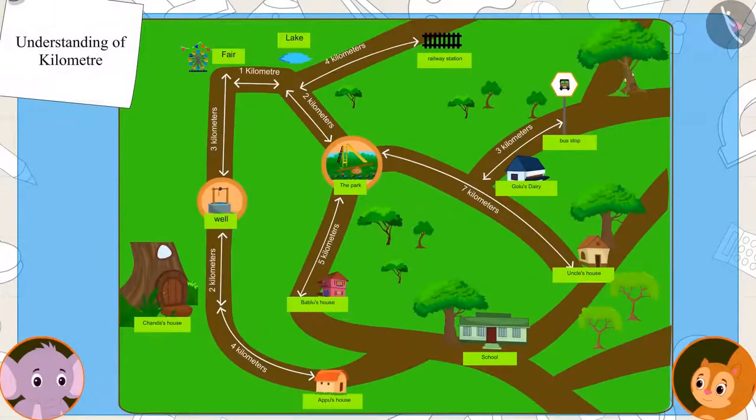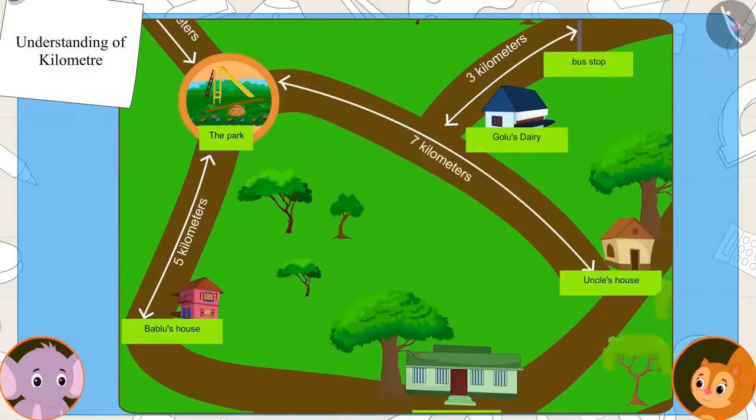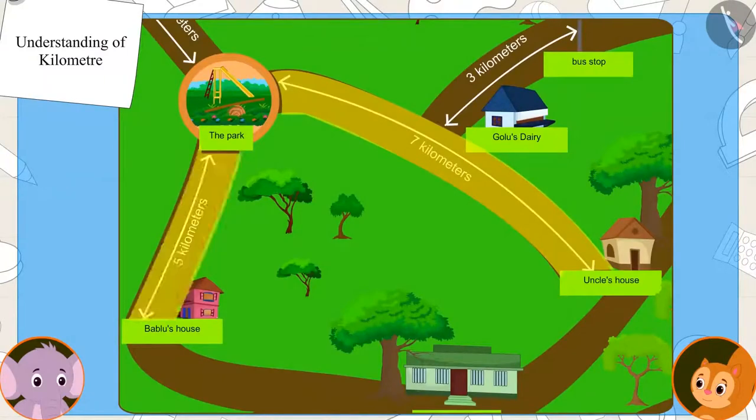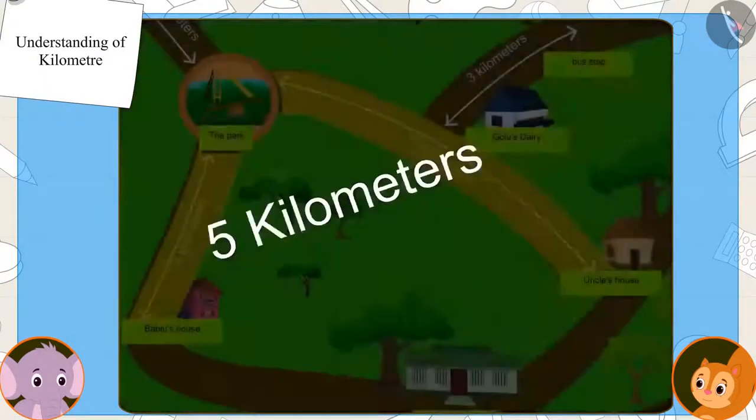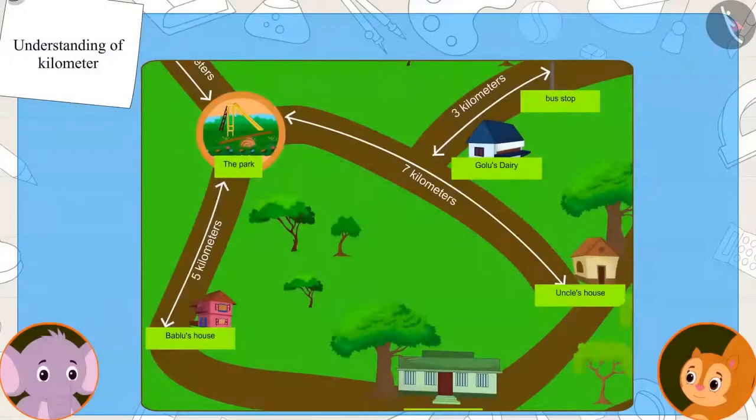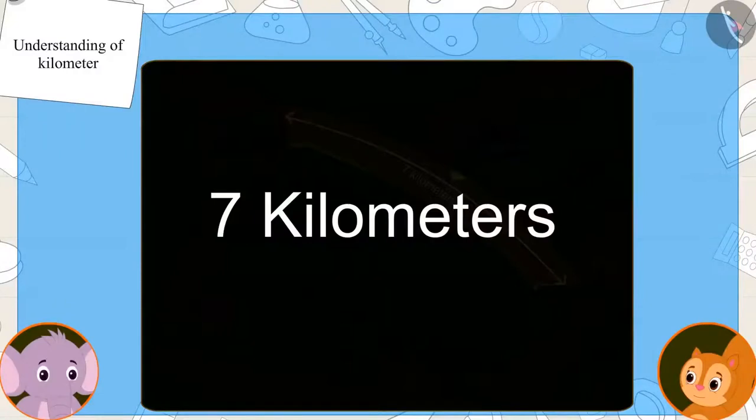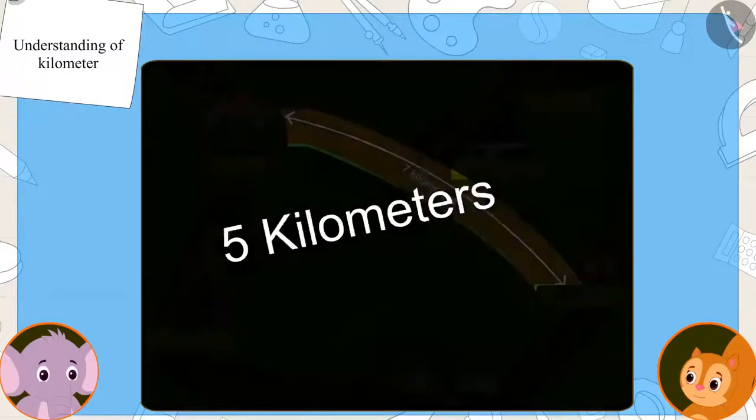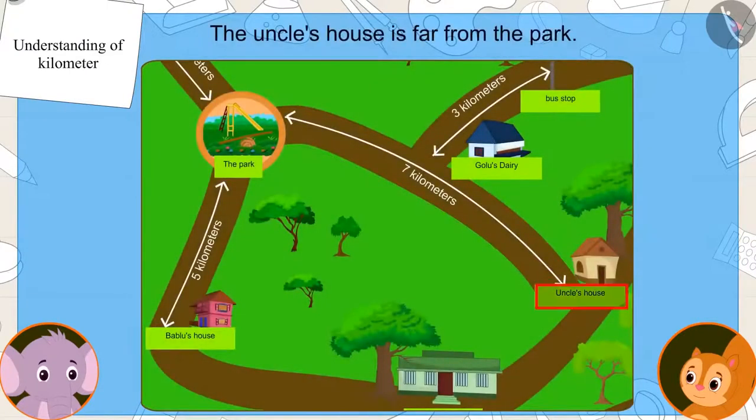Appu asks Chanda to answer a question. If uncle's house is 7 kilometers from the park and Bablu's house is 5 kilometers away, then whose house is more distant from the park? Children, do you know the answer to Appu's question? Yes, since 7 kilometers is a greater distance than 5 kilometers, uncle's house is more distant from the park.